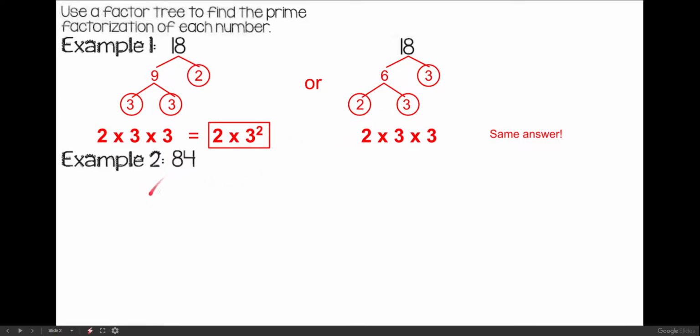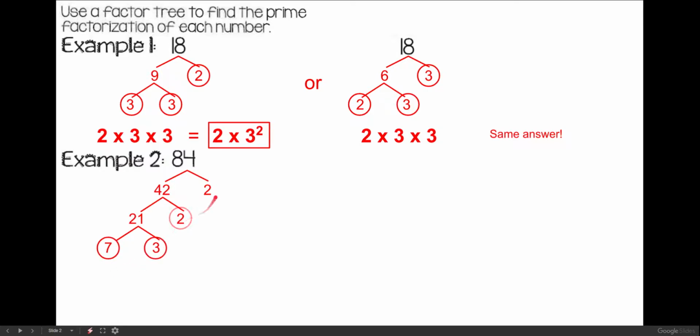Try example 2, 84. What can you divide 84 by? Or what two numbers multiply to get you 84? Well, I did 42 and 2 because I just decided, let me just divide it by 2. And then half of 84 is 42. So I can break down 42. What numbers multiply to get you 42? I think 21 and 2. And what two numbers multiply to get you 21? Well, 7 and 3. So I can't break down 7 or 3, so those are all my prime factors.